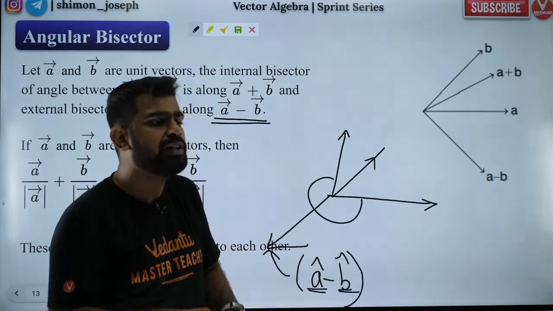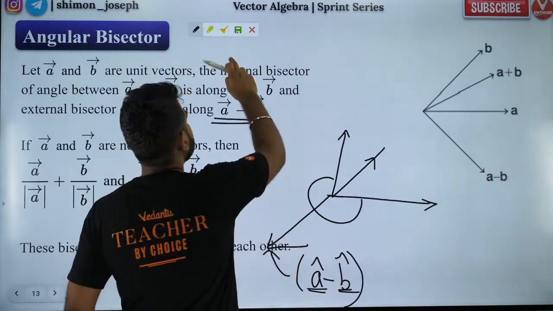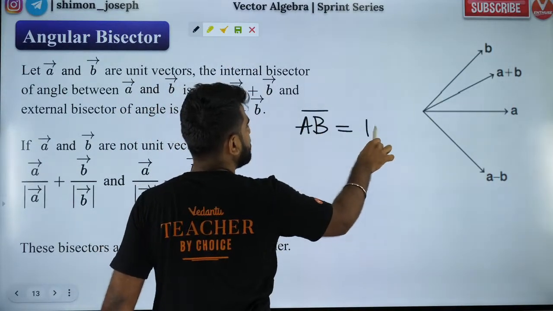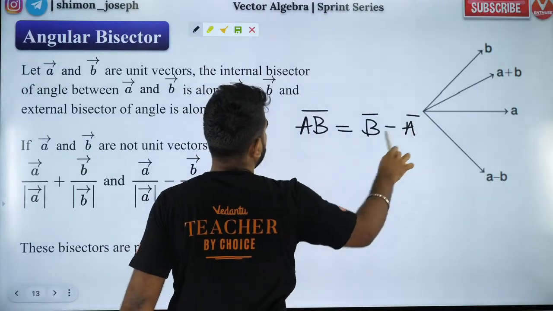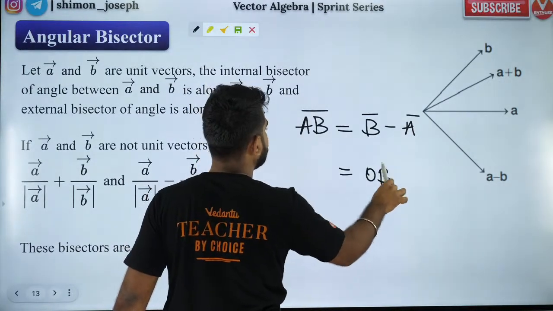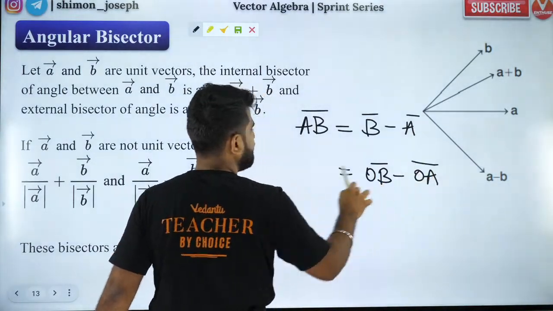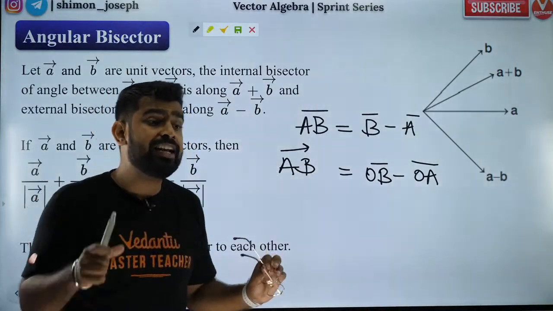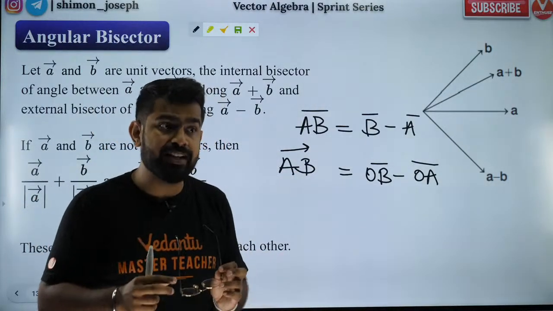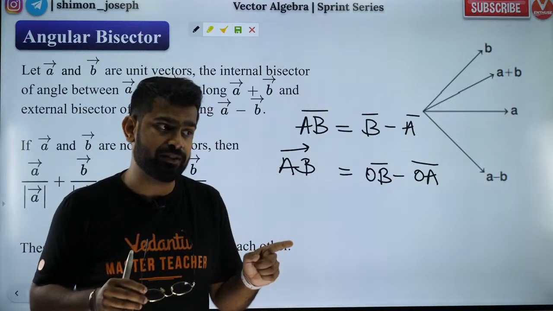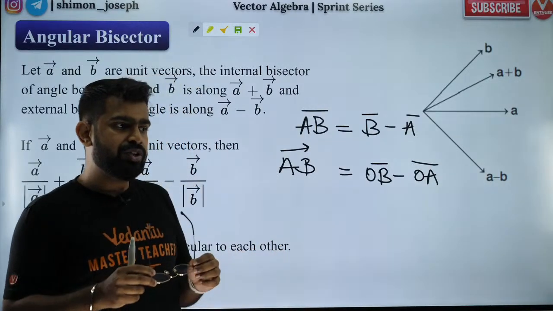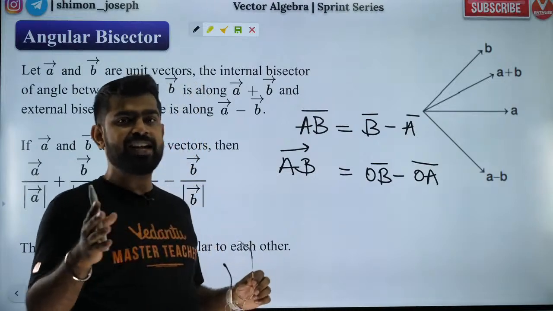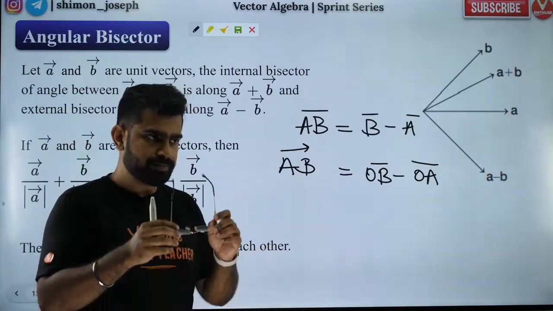You must have studied this in physics. AB vector is nothing but B vector minus A vector. So usually we write it as OB vector minus OA vector. You use this very frequently in relative velocity. Have you guys studied relative velocity in kinematics? You would have studied this.